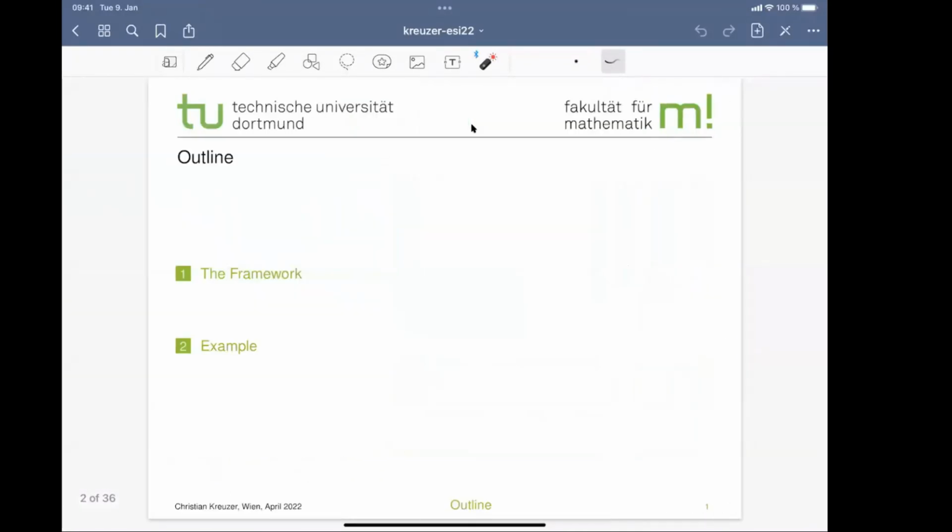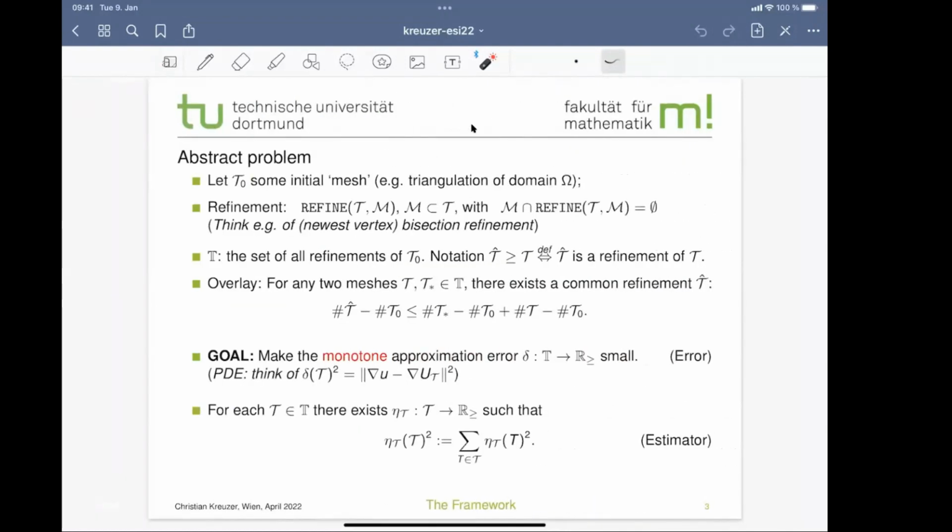Okay, and in my talk, I only have two sections. In the first section, I will show you some framework which will allow me to make precise the question I have just raised, and in the second section I will partially answer that question, hopefully. Okay, well, let's start with the first section, and we will have a look at an abstract problem.